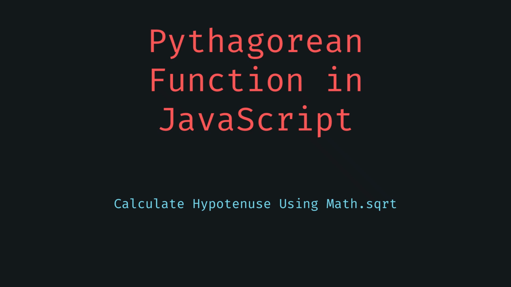Today we're learning how to calculate the hypotenuse of a right triangle using JavaScript. We'll apply the Pythagorean theorem to build a simple yet powerful function. Let us explore how to do this with clear and easy code.